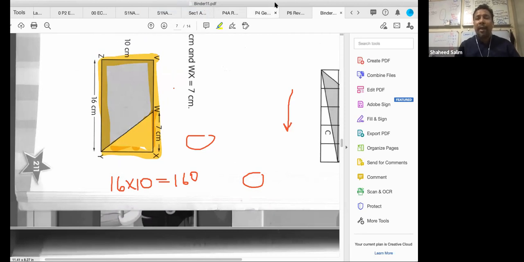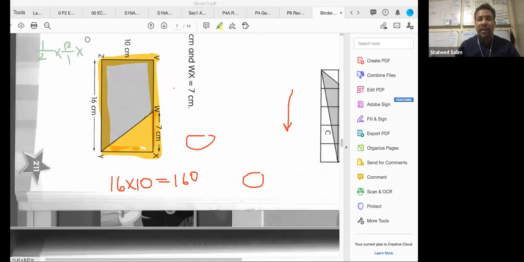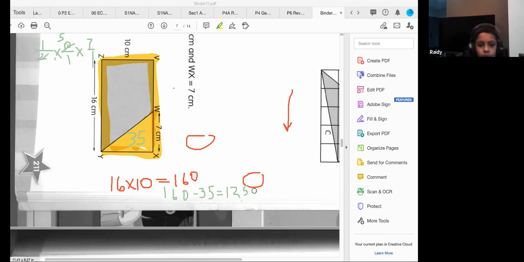So what to do? Take half times 10 times 7. Half times 10 times 7. What do you get? You can cancel the 10. Divide by 2, you get 5. Divide by 2, get 1. 5 times 7, 35. This is 35. So all you need to do is take 160 minus 35, Putra. You have to minus 35. You will get the answer, as what Putri says, 125. But remember square cm.